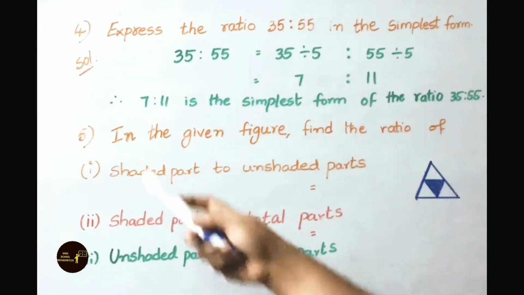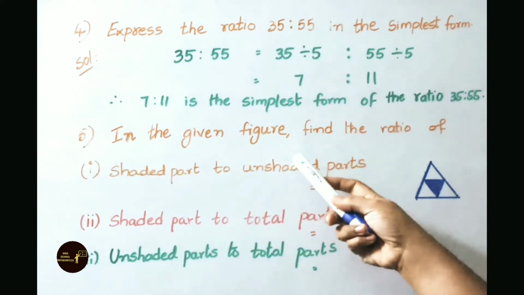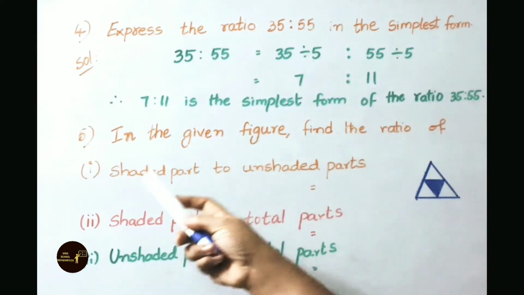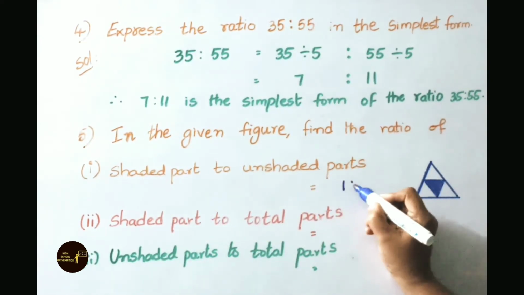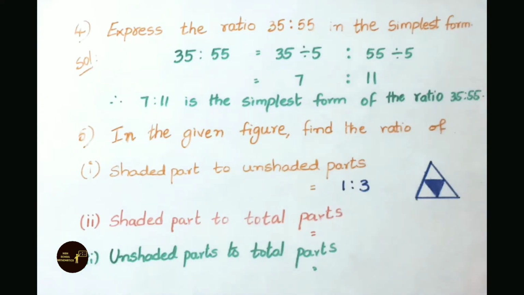Now let us see the fifth question. In the given figure, find the ratio of shaded parts to unshaded parts. Here 3 unshaded parts are there and the shaded part is 1. They ask us to find shaded part to unshaded parts. So the ratio is 1 is to 3.